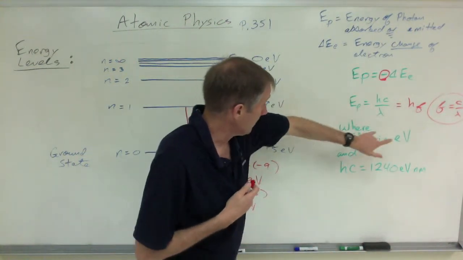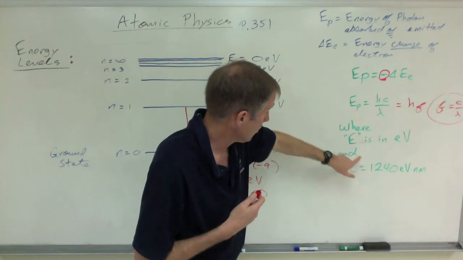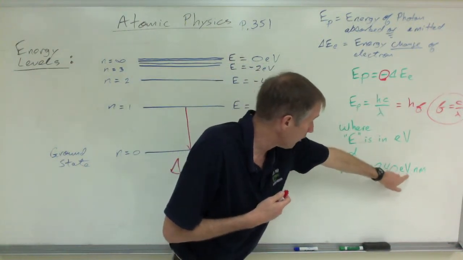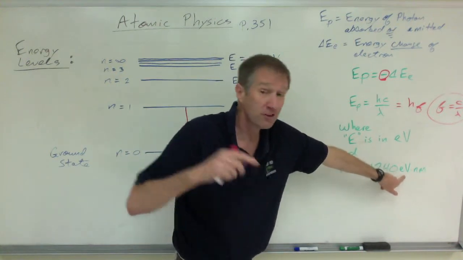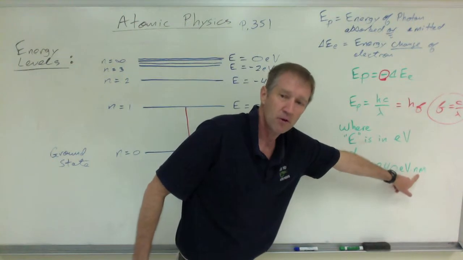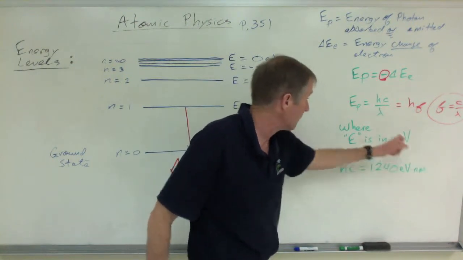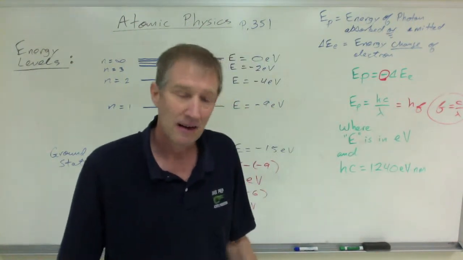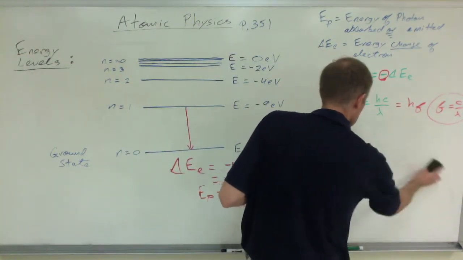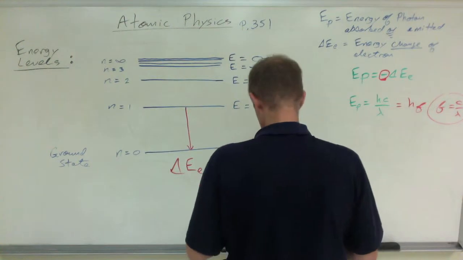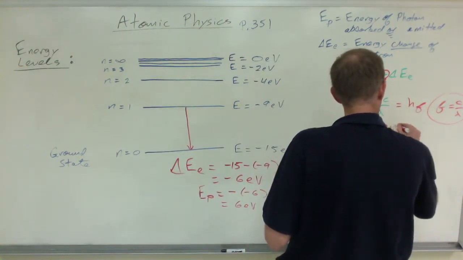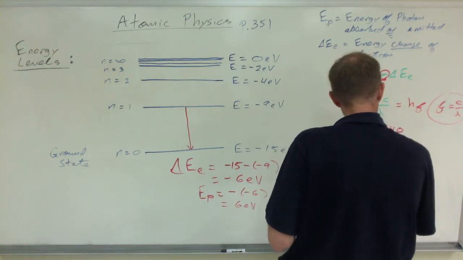Your energies are all in electron volts. Your hc is 1240 electron volt nanometers. All right, electron volts, not joules. Electron volts, not joules. Electron volts, nanometers, not meters. Lambda is in nanometers. All right. So let's just go ahead and solve. That 6 equals 1240 all over lambda.